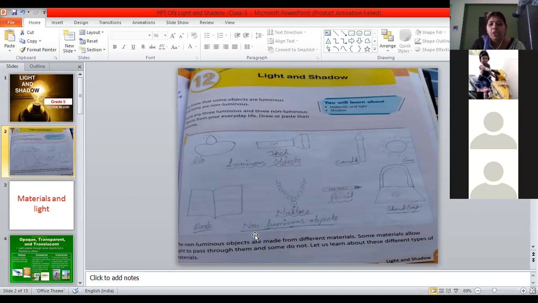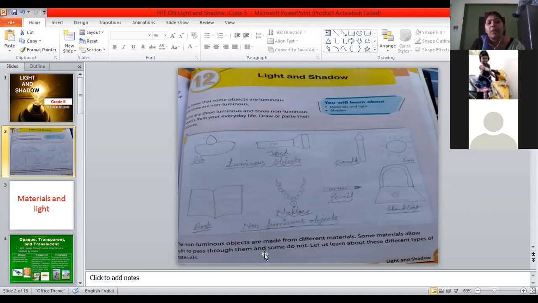Non-luminous objects means objects that do not produce light on their own. Even the moon will be visible, but it won't produce light. It will be reflecting the light of the sun. That's why the moon, all the planets, most of the things which are around us, all these will come under non-luminous objects.